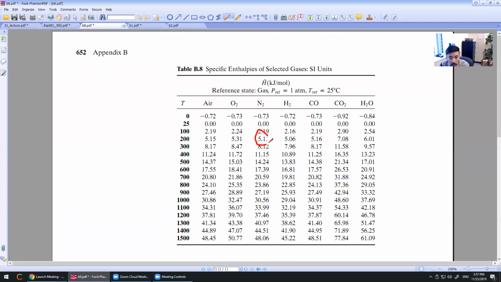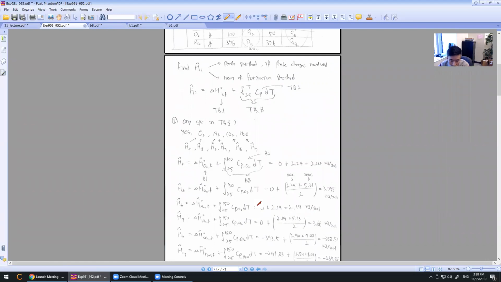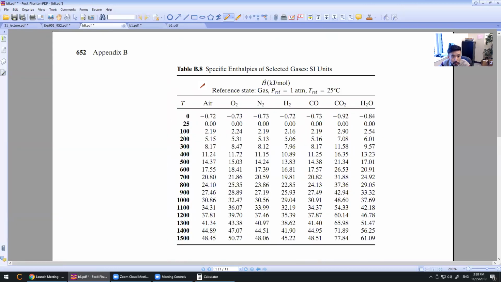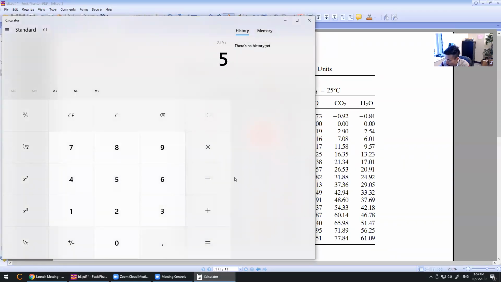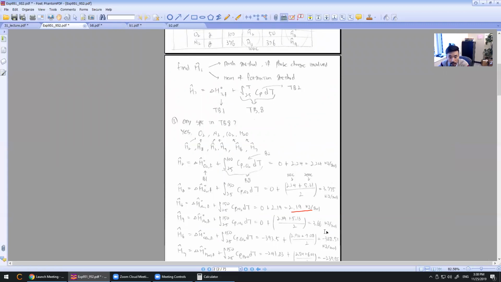Am I right? Oh, here's a mistake. I think the value should be slightly higher than 2.9, around 3.5. Anyway, you plug in the number here, and the number should be about 3.5. Let me calculate it actually. On the calculator, we have nitrogen 2.19 plus 5.13, divided by 2. The value we find is 3.66. So this number should be 3.66. Let me type in 3.66 kilojoule per mole.